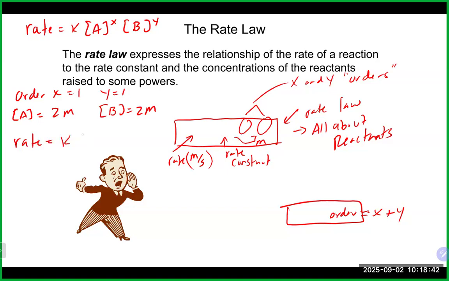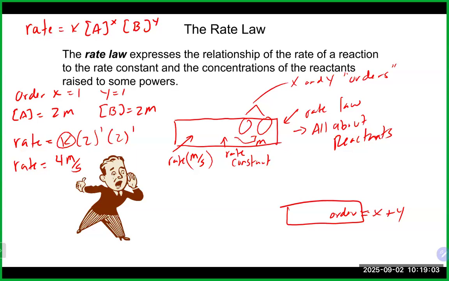So if we put this into our rate law here, we basically get the rate is equal to K, and this would be 2 to the 1, and 2 to the 1. This will give us a rate of approximately, we'll call it 4 molar per second. K is a constant. We're not going to worry about what the number is because it's not going to change for any of these. So we got a rate of 4 molarity per second.